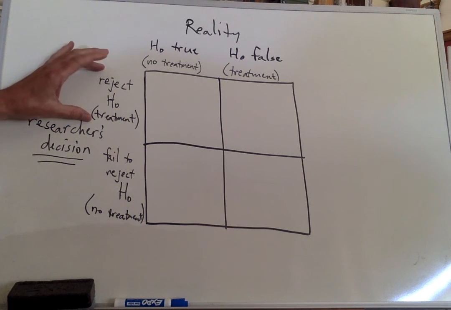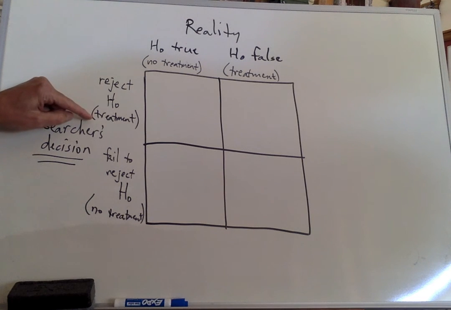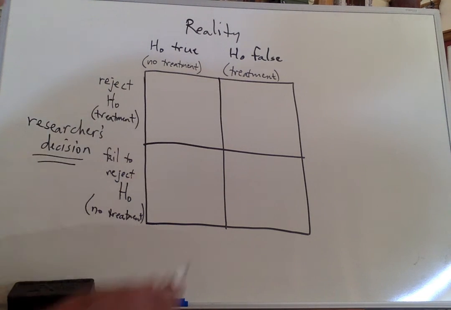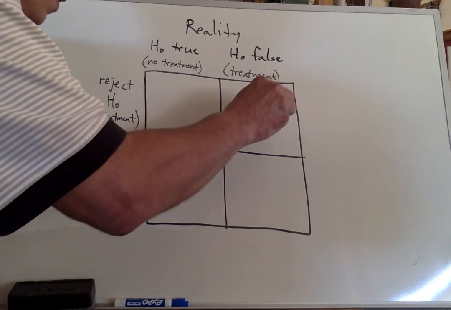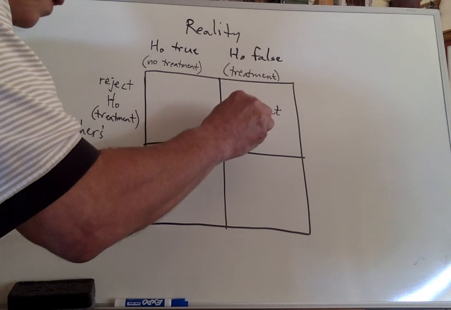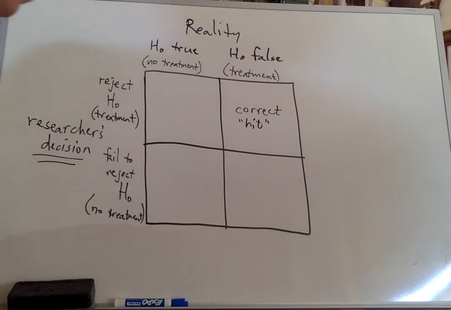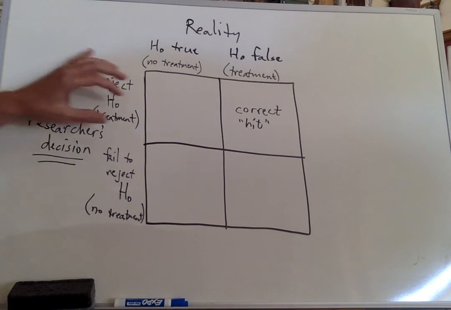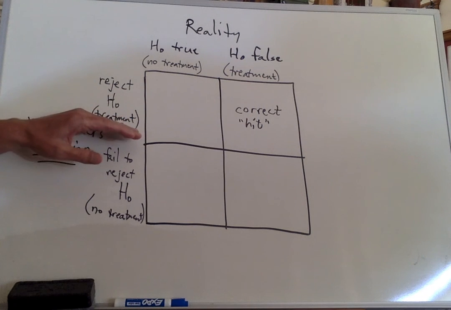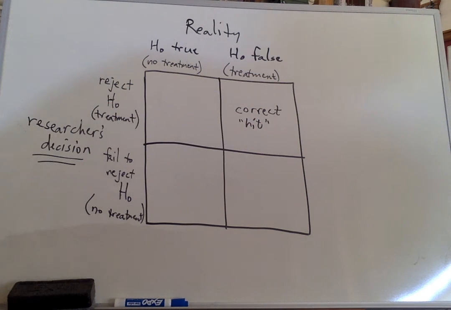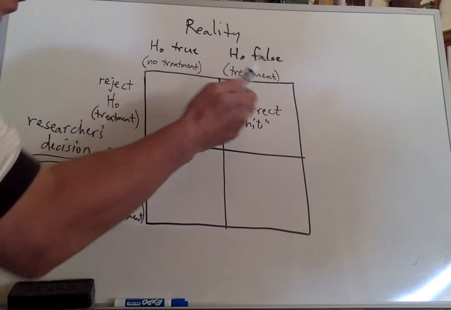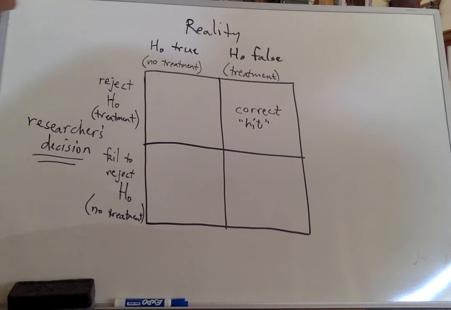The experimenter rejects the null based on the data that's collected. The experimenter rejects the null and says there's a treatment. Well, if there is a treatment in reality, then the experimenter is correct here. You know, we call this our hit. It's a hit because the experimenter rejects the null. The null is false. The experimenter thinks there's a treatment. There really is a treatment. Boom. Okay? That matches, so we have a correct decision.